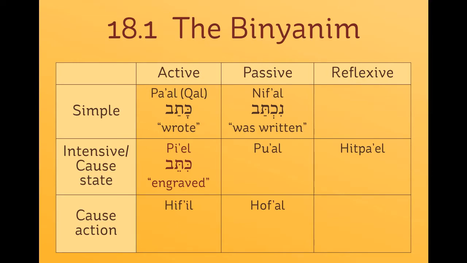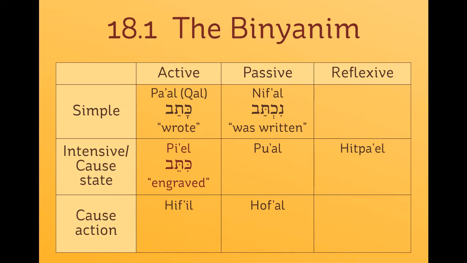So you know pa'al verb shavar, to break. The related piel verb with an intensive action means to shatter. What does it mean to cause the state of something? Well, you know a pa'al verb samach, to be happy. The related piel verb means to make someone happy.